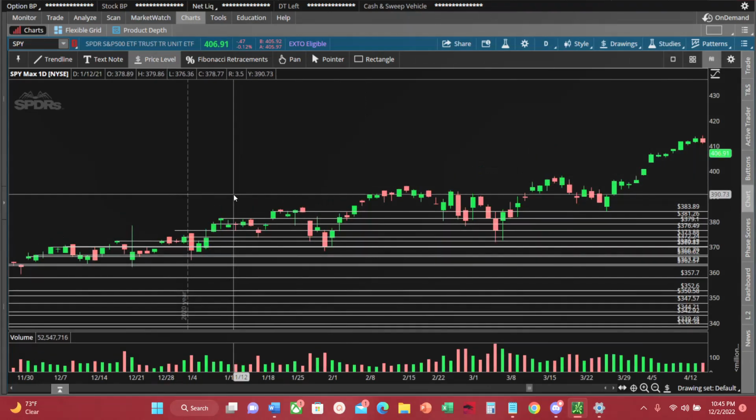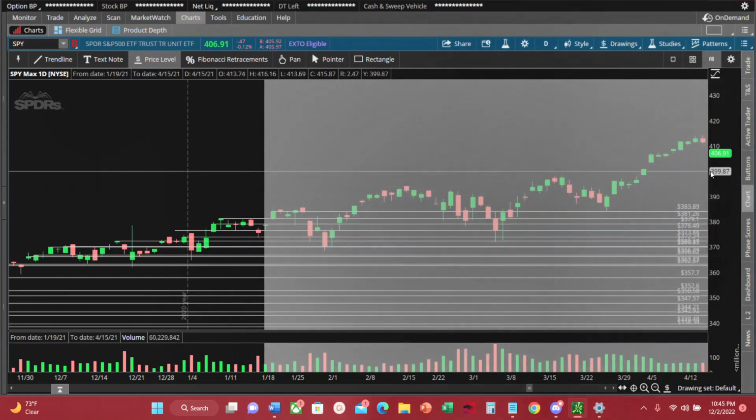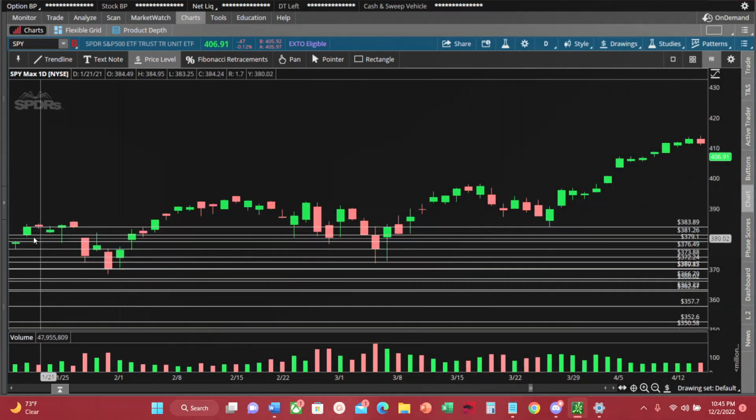So let me finish the chart here just to finish it up. I'm going to clear all this anyway. I have the other chart.